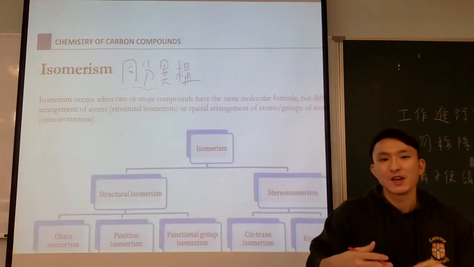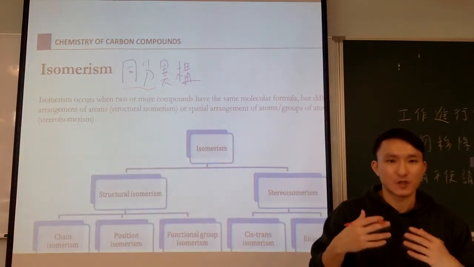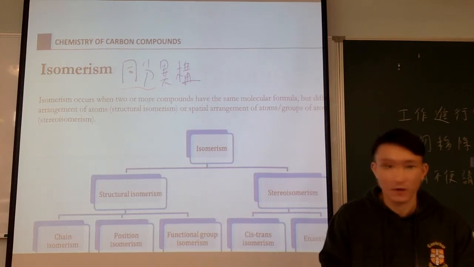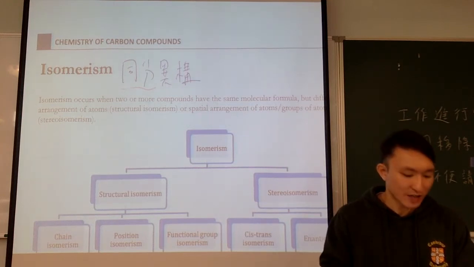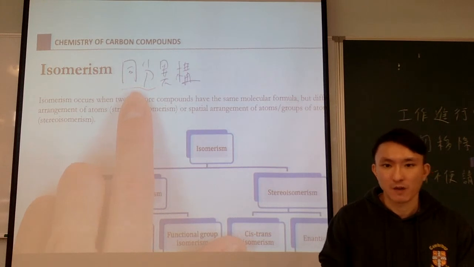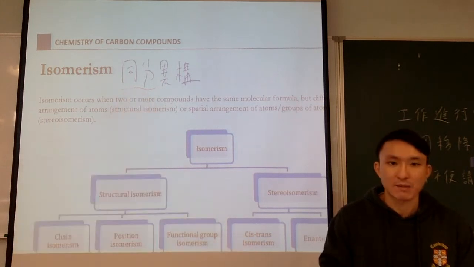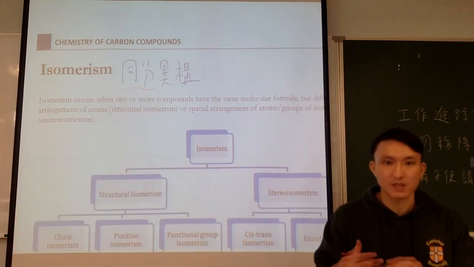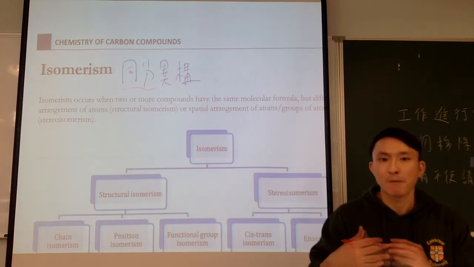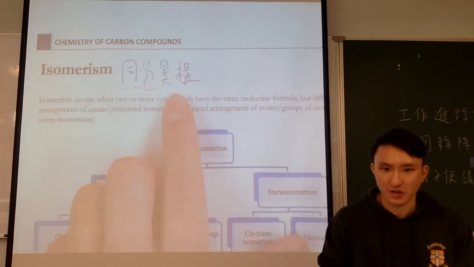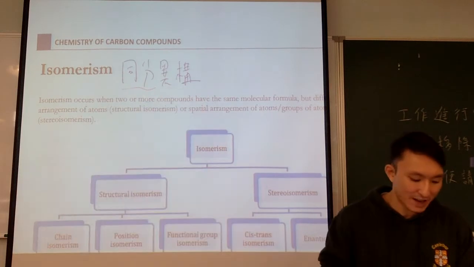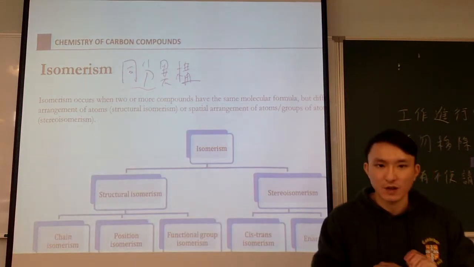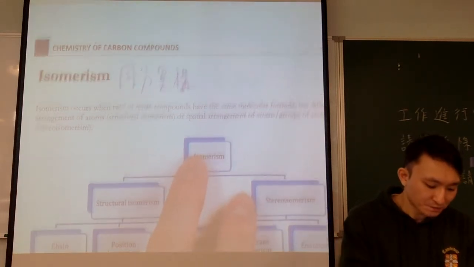Different structure. So we are trying to say that for some organic compounds, actually a lot of organic compounds, they actually have the same molecular formula, meaning that they are made up of the same number of atoms, same types of atoms, but they occur in different structures. Okay, so let me just give you a very simple example.